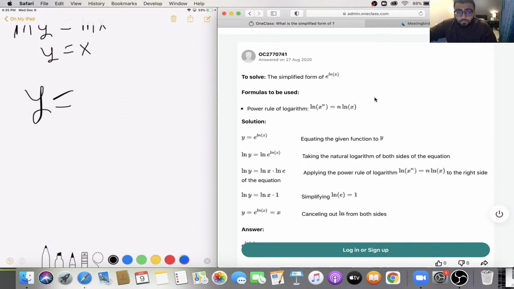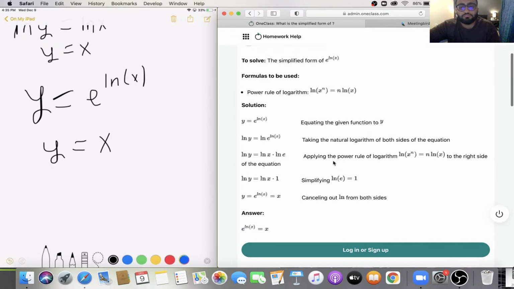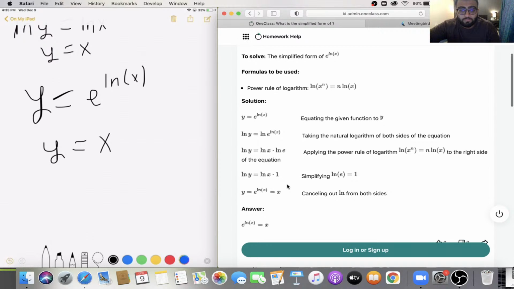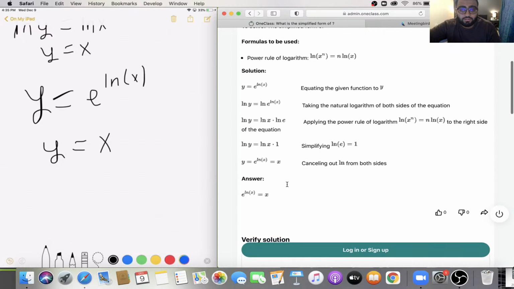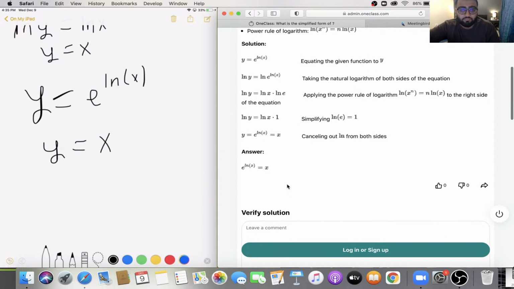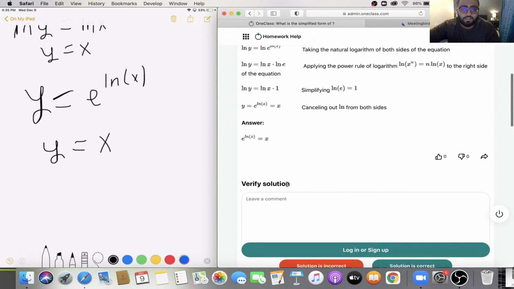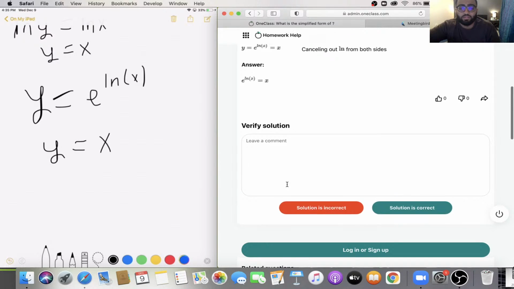equals e to the power of ln x simplifies to y equals x. Let's see our junior tutor solution. So the power rule, which we use, ln of x to the n, we bring the n to the front. Same thing used here. Then we have ln x, ln e simplified to 1. Then we have ln x equals ln y there, and then we take the ln out of both sides, and we have y equals x. So then e to the ln x is simplified to x.